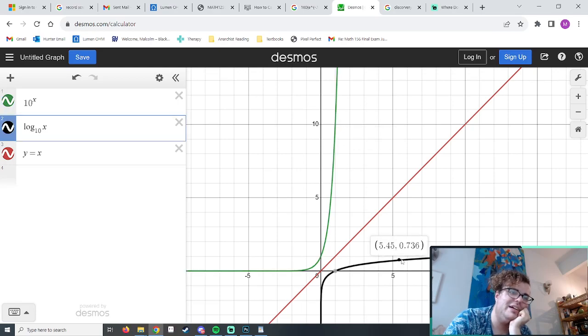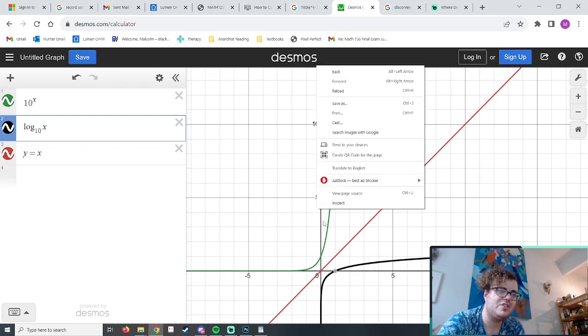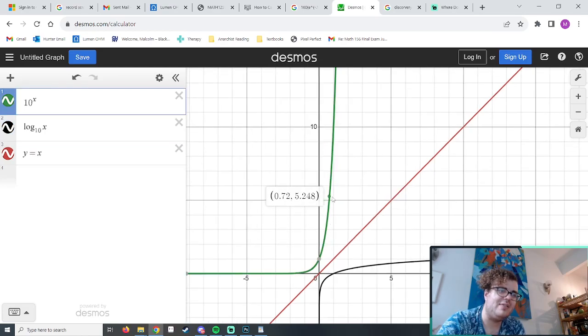That means we have the point (10, 1) on its inverse. And so on. Every single point on the green function, if you switch its x and y value, gives you a point on the black function, and vice versa. Again, the green function here being the exponential with a base of 10, and the black function being the logarithm with a base of 10.